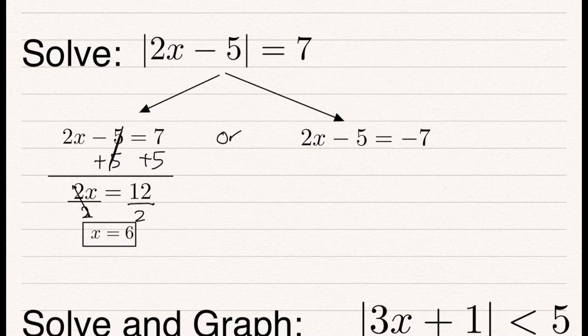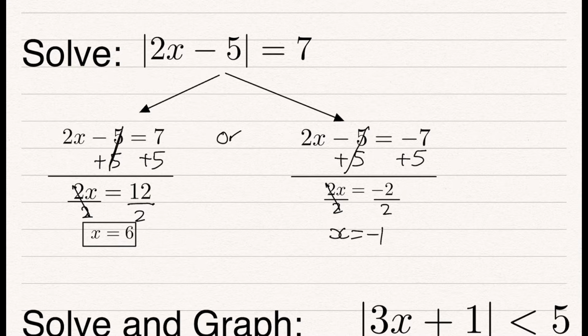Now we look at the other case. What if we add 5 to both sides here? Again, these cancel out, and we get 2x is equal to negative 2. So we're still going to follow the same procedure. Divide both sides by 2. And we get x is equal to negative 1. This is our second solution.